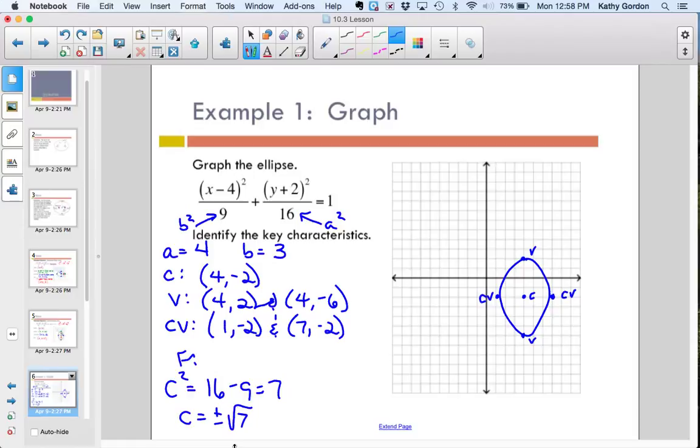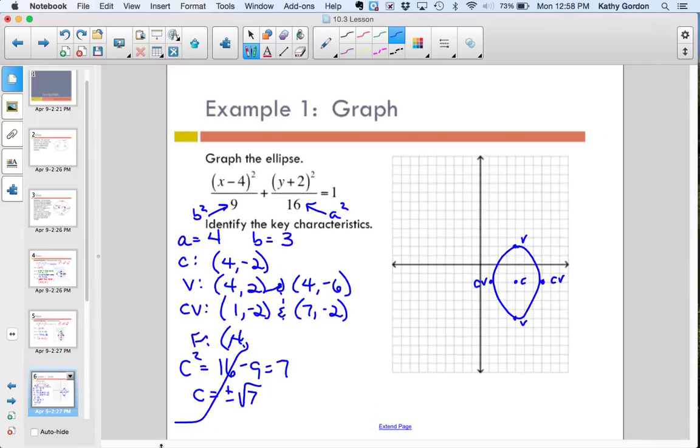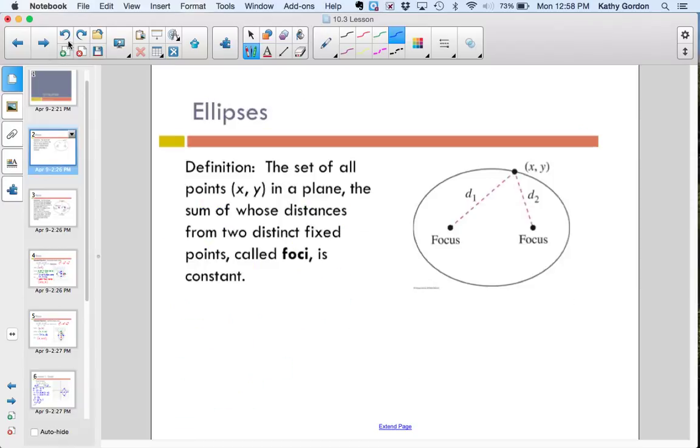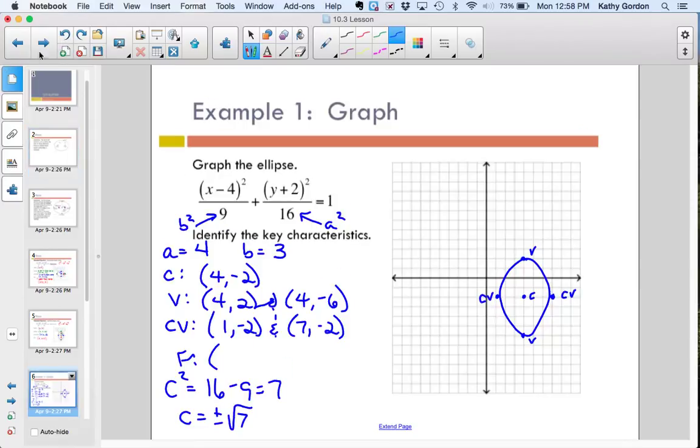So, I take my center point, H is going to stay the same, 4 is going to stay the same, and then because this is a root, it's going to look more like that general form that we just talked about a minute ago. I'm going to take that -2, and then I'm going to add or subtract the square root of 7 from it. That's how I'm going to write my ordered pair.